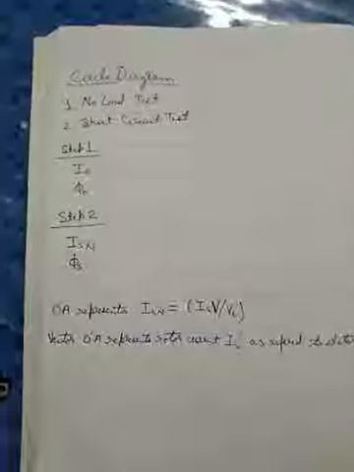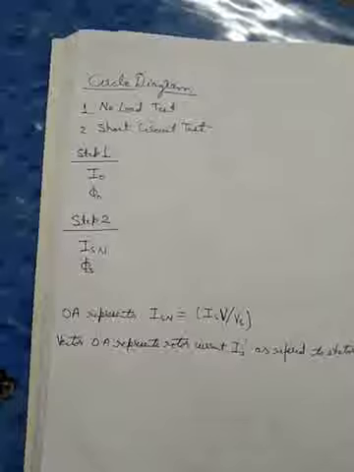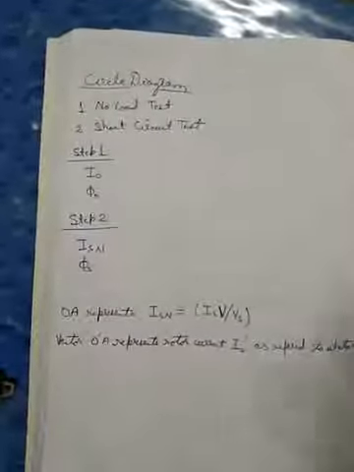To draw a circle diagram, we take the data from the no load test and the short circuit test. We divide this construction into a few steps. In step 1, we take the I0 and Phi0 from the no load test of an induction motor, and in step 2, ISN and Phi S. Now I draw the circle diagram.